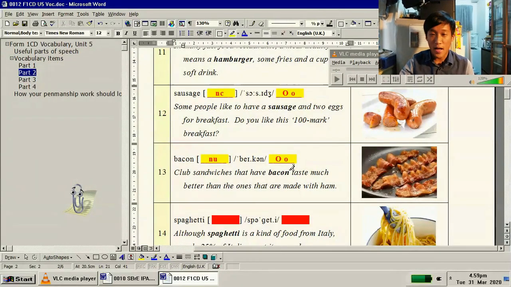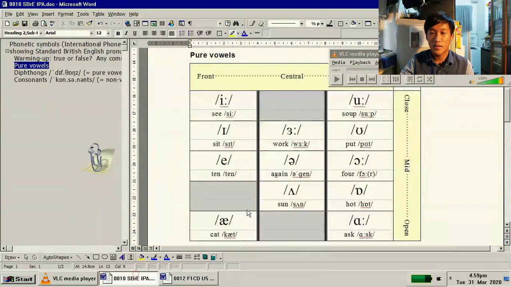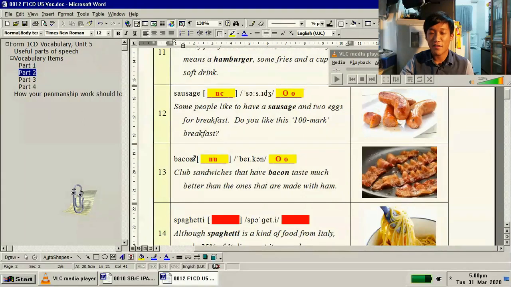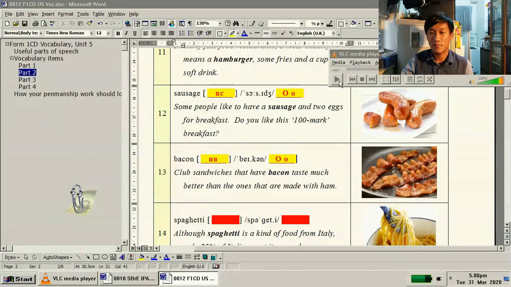Pay attention to the pronunciation. The IPA tells you that in the second syllable, the vowel sound is the schwa sound. The first part of the word, bacon, C-O-N, is said as can, not corn. If you say it like corn, you are affected by the spelling, so please don't do it. Let's practice reading together. Bacon. Club sandwiches that have bacon taste much better than the ones that are made with ham.